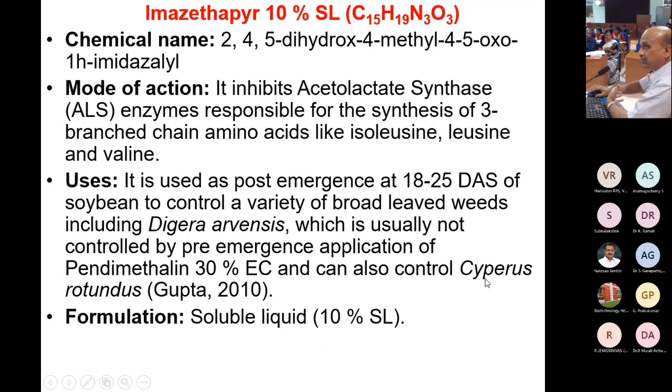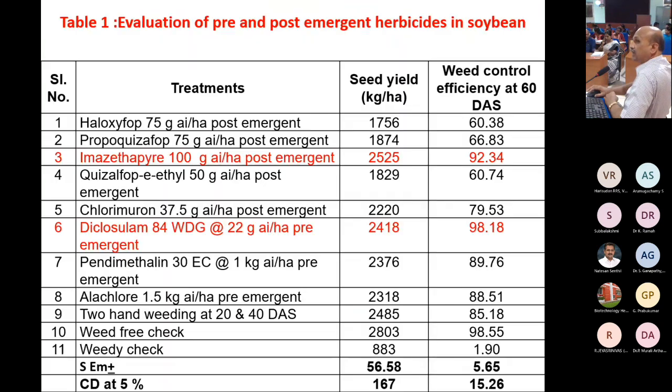So this particular molecule has a very good effect, but at the same time this herbicide is found to have a residual effect on soil also. So in order to know the residual toxicity of post- and pre-emergent herbicides, the trial was initiated for imazethapyr. These are four groups of herbicides, post-emergent compared with pre-emergent. Among post-emergent, imazethapyr gives very good weed control with higher seed yield.